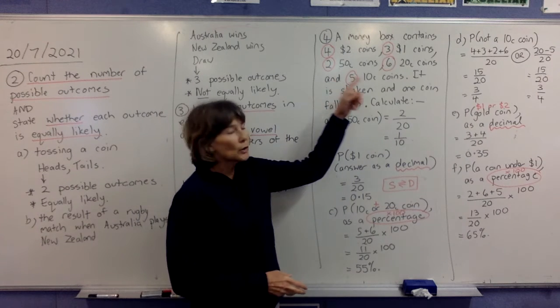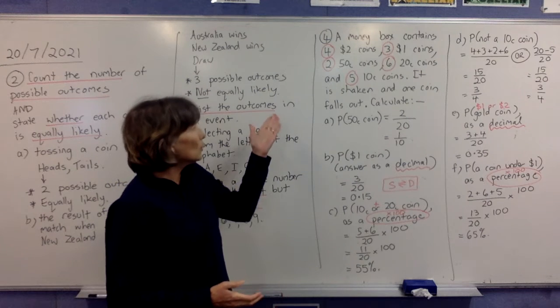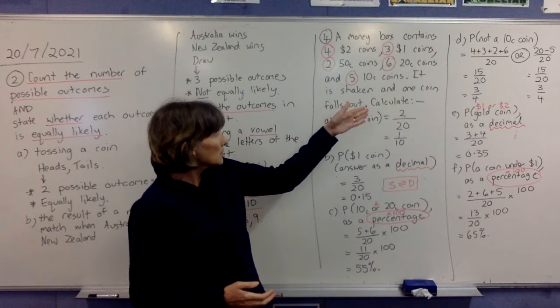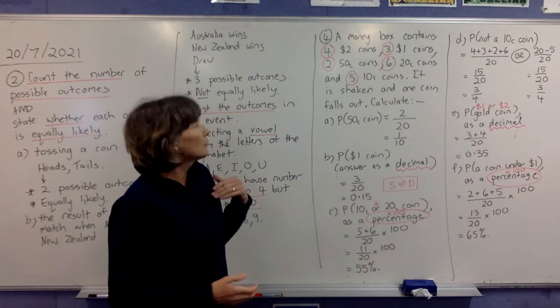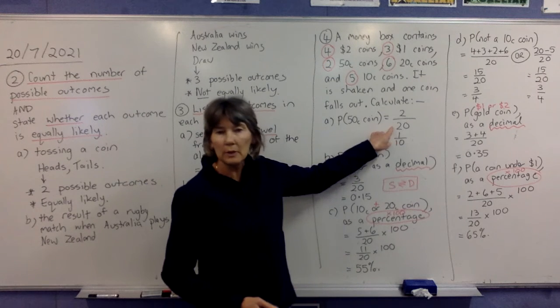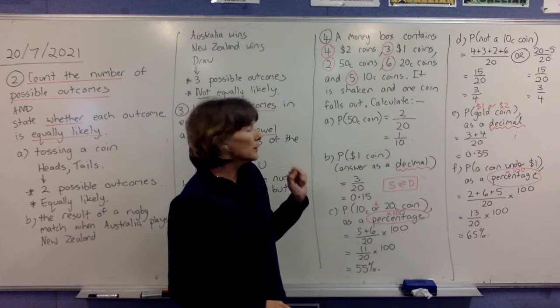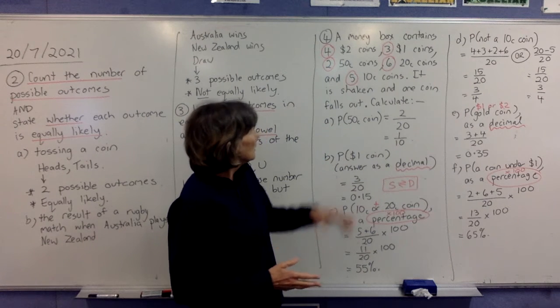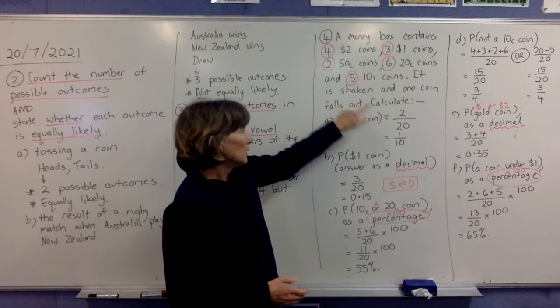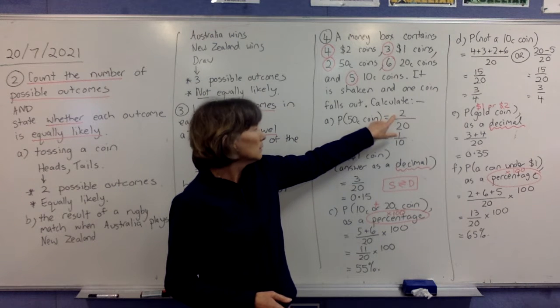I've circled all the numbers of coins. So we've got 4 coins, 3 coins, 2 coins, 6 coins and 5 coins. If you total all of those up, we have 20 coins altogether. So that will be the number on the bottom, the total number of coins. We want to know how many of those 20 coins are 50-cent coins. And they told you there were 2 of them. So 2 out of the 20 coins are 50-cent coins.